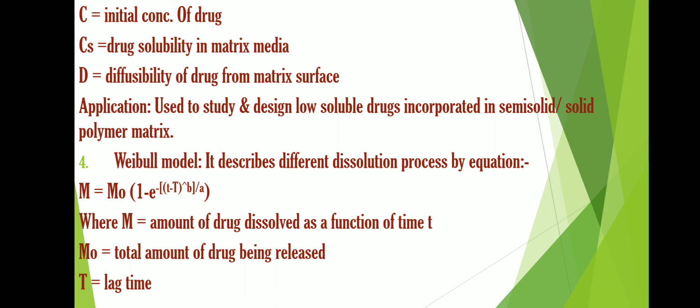and then M naught is the total amount of drug being released, or the initial amount of drug which is being released in your body, the starting amount of drug which has been released from the dosage form into your body, the initial concentration. T is the lag time, that is the particular time which is required for a drug to come out of the dosage form. Okay, that is lag time, because here we are not talking about the initial concentration, we are talking about the initial concentration when the drug is released.